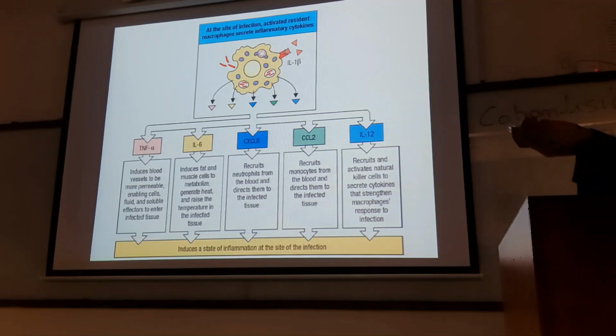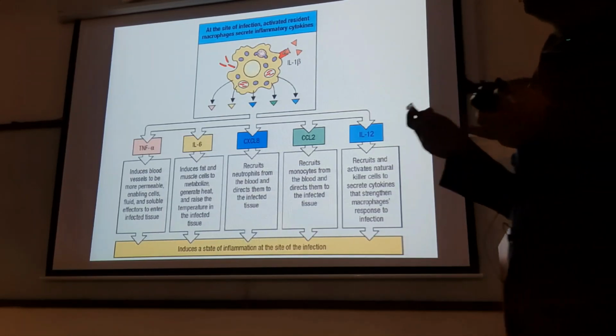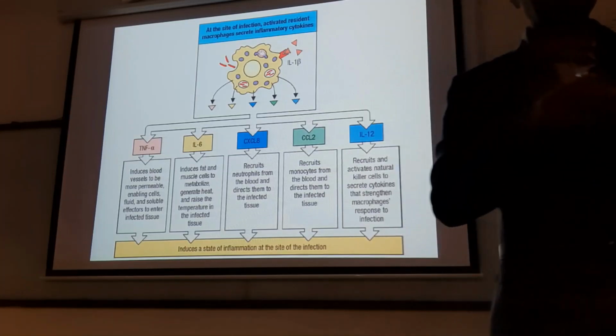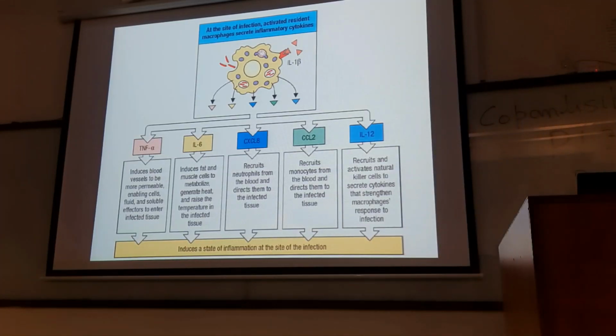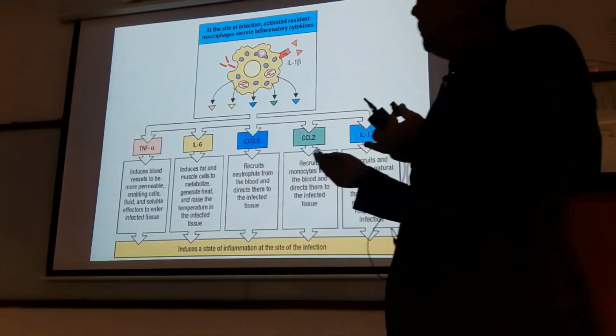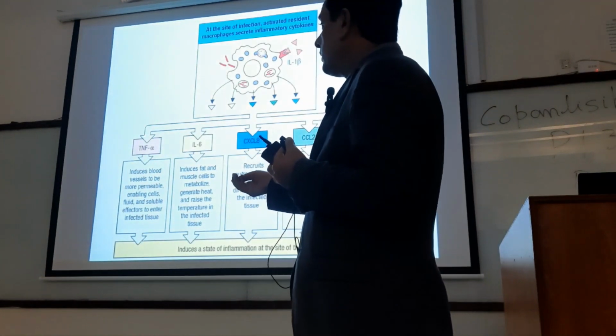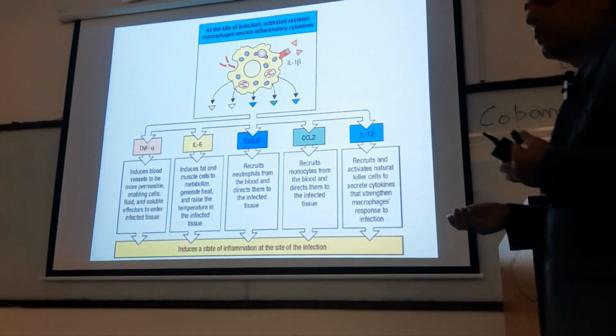And what are these cytokines that the macrophage is going to release? There are different kinds of cytokines. Some of them are pro-inflammatory cytokines that are going to enhance the process of inflammation. Some of them are anti-inflammatory cytokines that are needed to stop the process of inflammation. It depends upon the situation. So when the macrophage is activated as a result of some interaction with the pathogen, then it is going to secrete these very important cytokines.